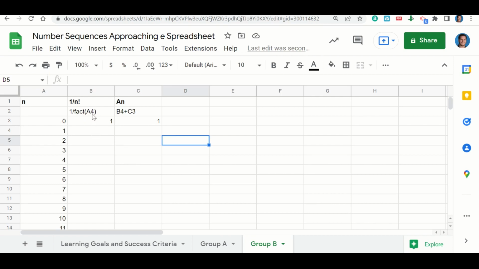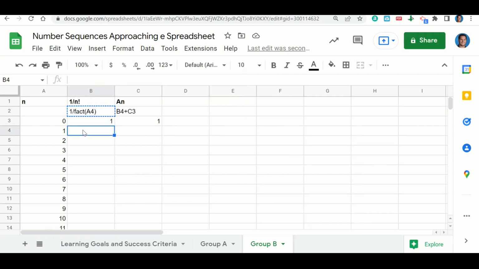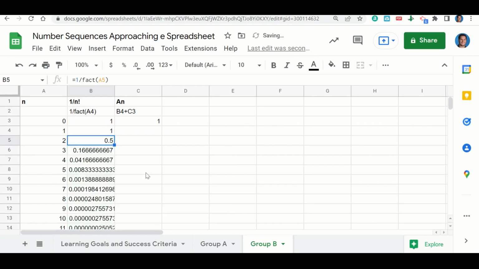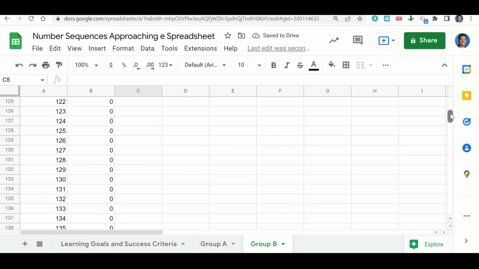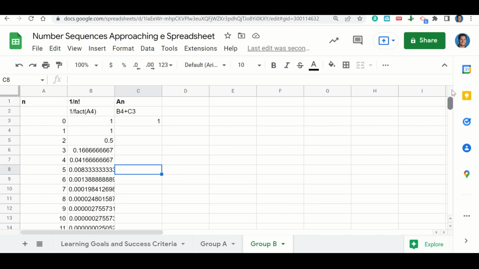So we're going to do the same thing like we did on the previous one. I'm going to right click and copy this, go here and put equals, and paste it here. Then I hit enter. It asks if I want to autofill. I'm going to click the check mark to say yes. And notice as we get lower and lower, our numbers get closer and closer to 0.